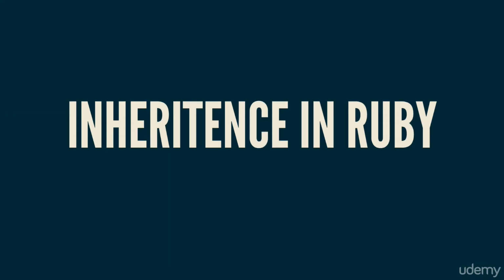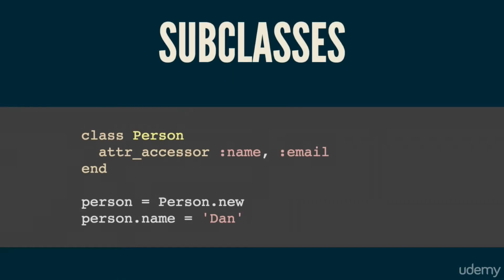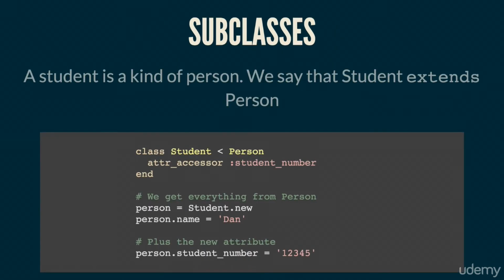So how does Ruby use this idea? Inheritance in Ruby uses the idea of a subclass. Let's create a person class. Person class has 2 attributes. Using attr_accessor, we can define name and email. However, a student is a particular kind of person. So we can create a class student that extends person.